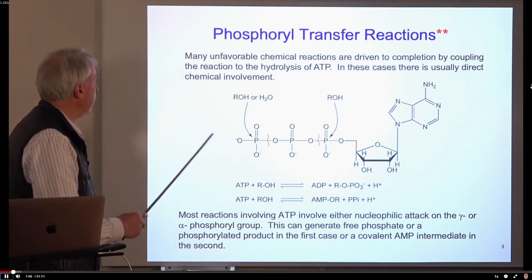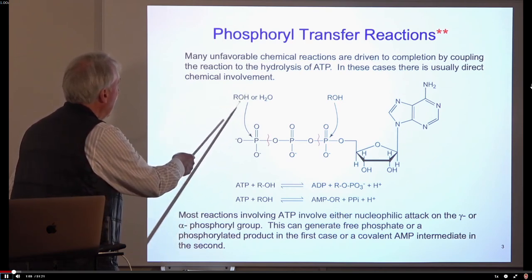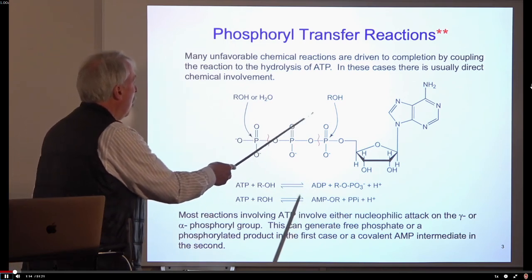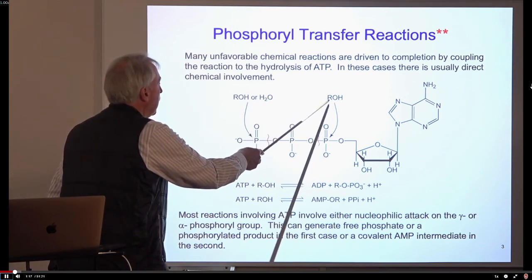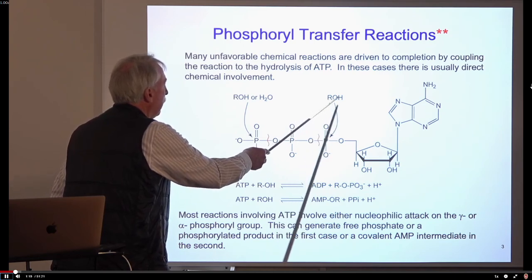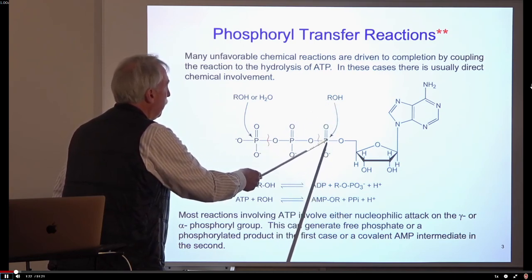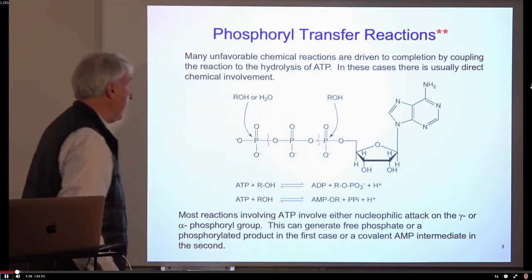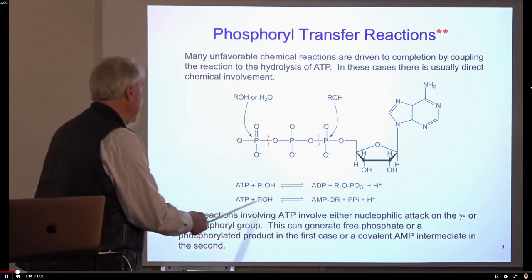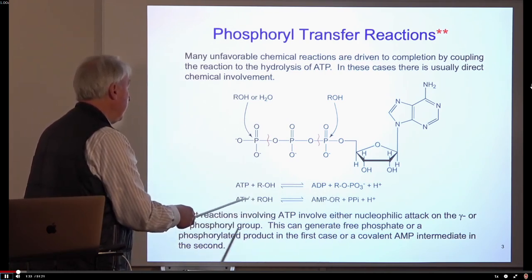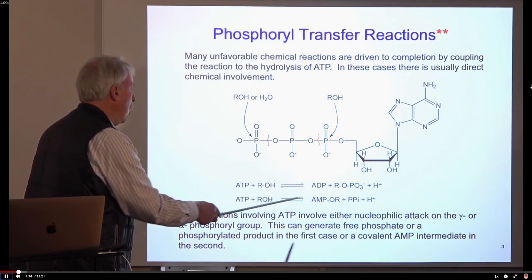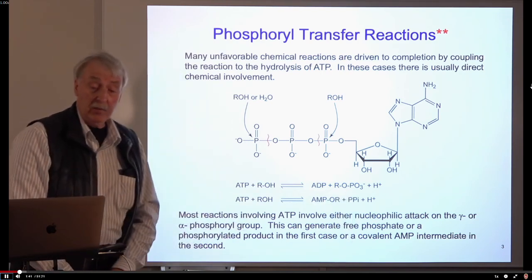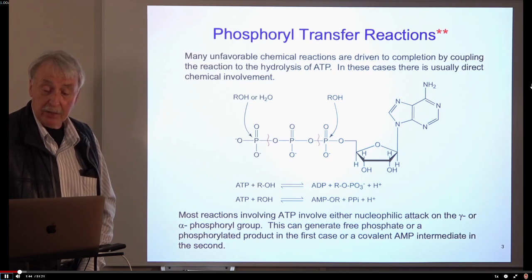There are two types of phosphoryl transfer reactions: transfer of the gamma phosphate to an alcohol, amide, or water, or a transfer of an organic moiety, an alcohol moiety, to the alpha phosphate to eliminate pyrophosphate. And in this case, it will form a covalent AMP-dependent intermediate. This can really force thermodynamically unfavorable reactions towards the product because the pyrophosphate is subsequently hydrolyzed and releases a significant amount of free energy.